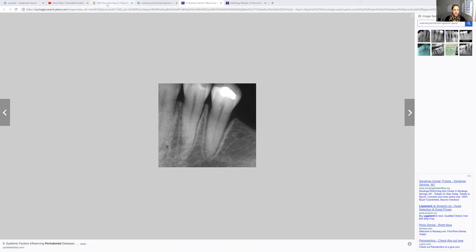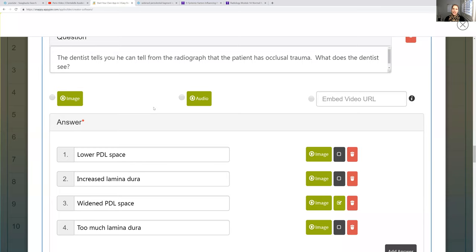So back to the questions. So if you see that the patient has been clenching or grinding for a long period of time, that's what that means.